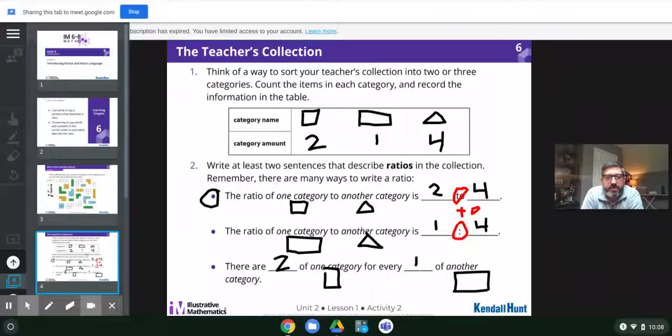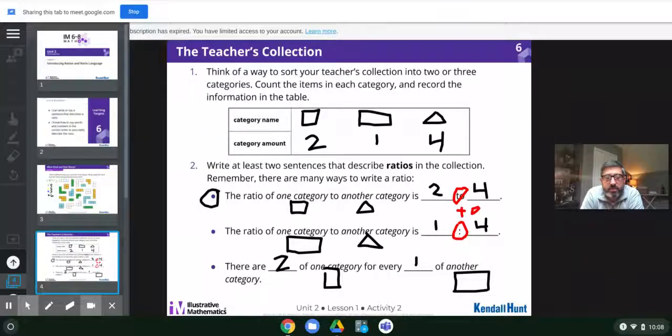So this is what we're talking about when we're talking about describing a ratio. The first one says the ratio of one category to another category is blank to blank. The first category we talked about was squares. In the second category we talked about triangles. So the ratio of squares to triangles would be 2 to 4 then. Why? Well, we have 2 squares and we have 4 triangles.